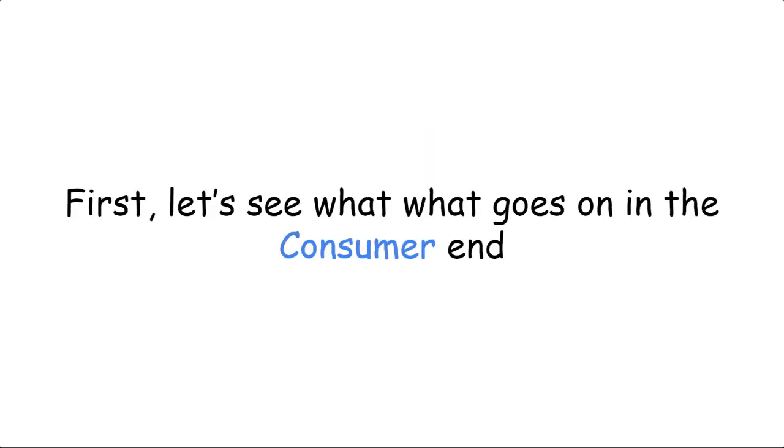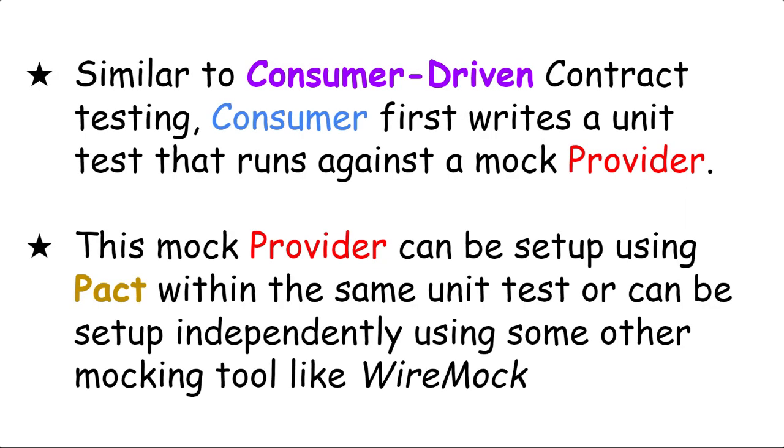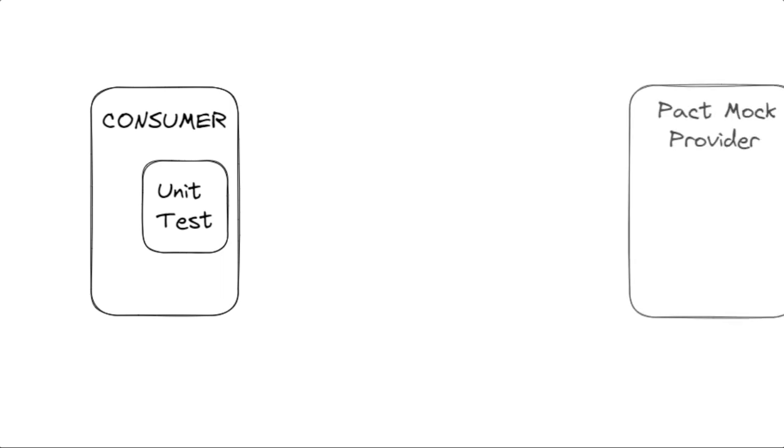First, let's find out what goes on in the consumer end of our test. Similar to consumer-driven contract tests, the consumer first writes a unit test that runs against a mock provider. This mock provider can be set up using pact within the same unit test, or can be set up independently using some other mocking tool. You can see here that we will be running our unit test against the mock provider.